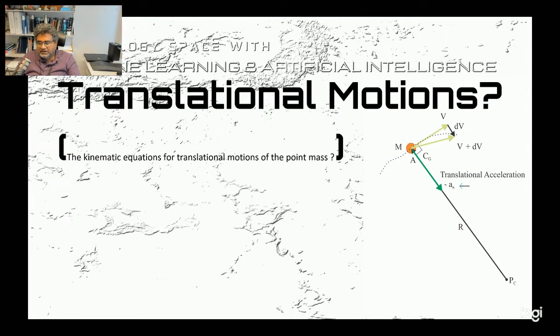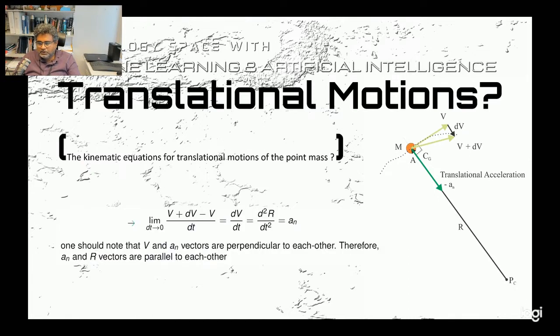And at the same time, I am representing the translational acceleration of an, which is pointing towards the center of the planar motion in this point mass. So let's try to derive an equation for this translational acceleration. The acceleration generally can be defined as the change in the velocity in this point mass.